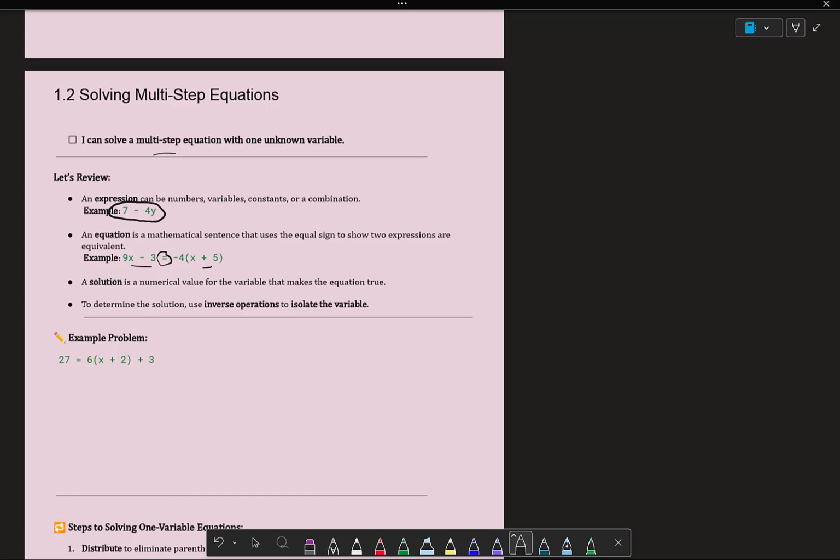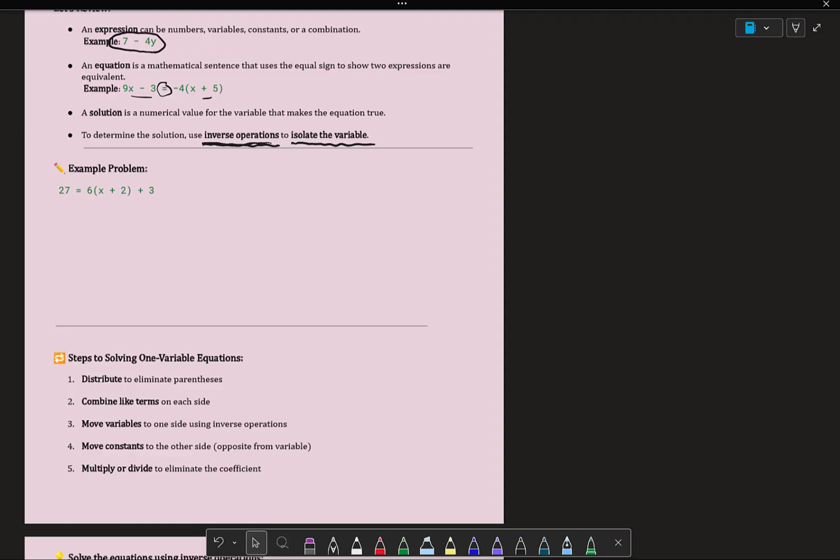The solution is just a numerical value for the variable that makes the equation true. That's what we're going to be hunting in this video. And then finally, maybe most importantly, to determine the solution, we're using inverse operations. Inverse operations, operations that undo other operations to isolate the variable. It's the variable in the problems that we want to isolate.